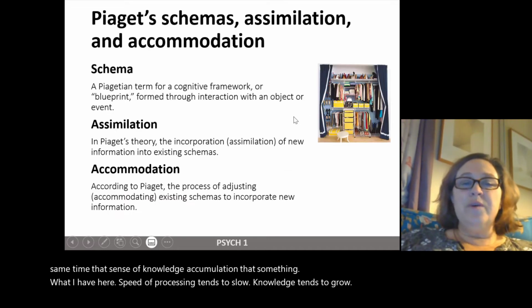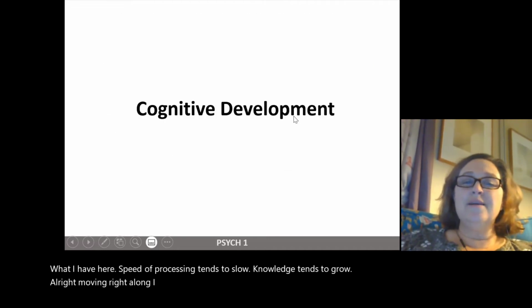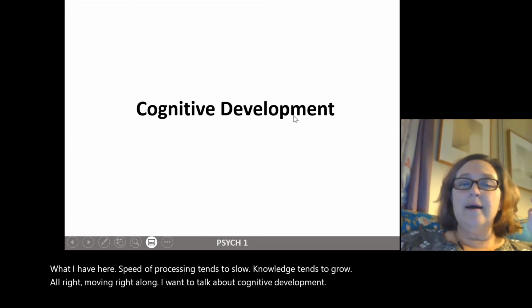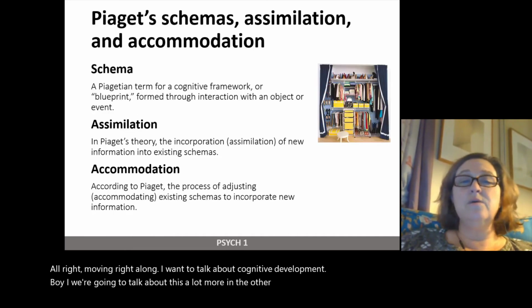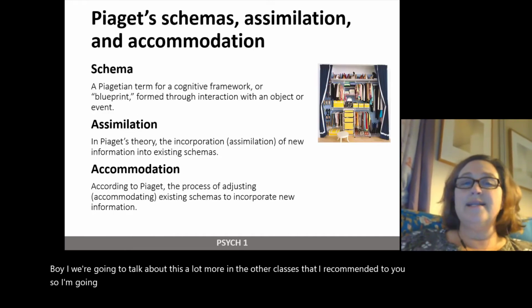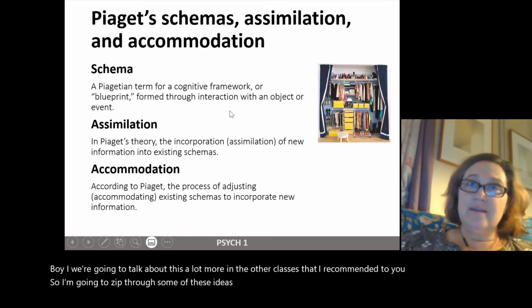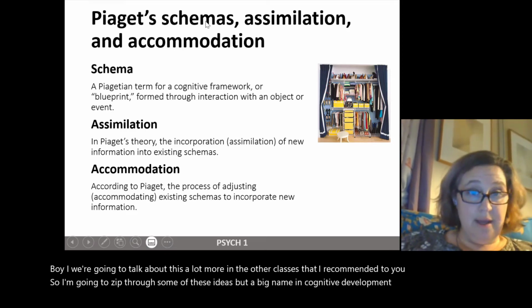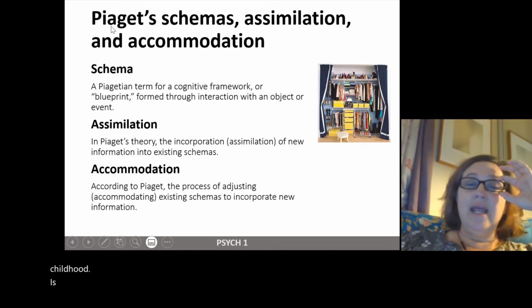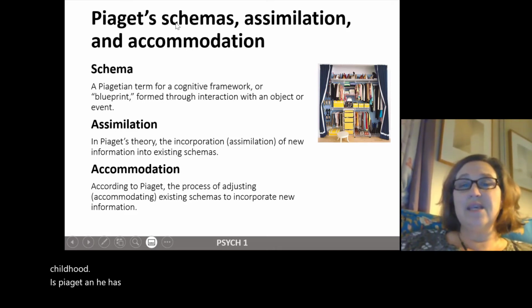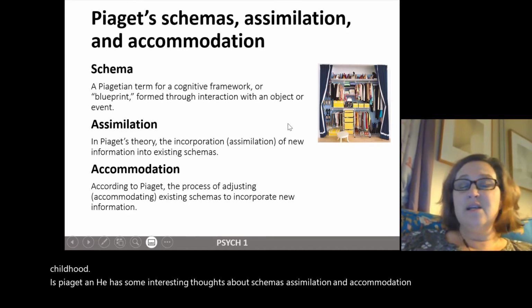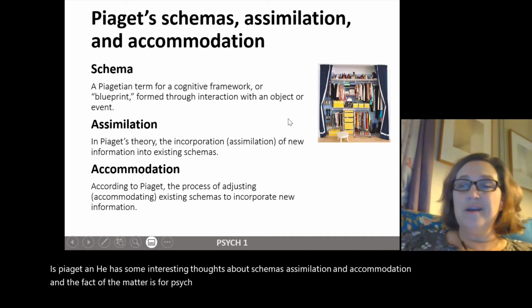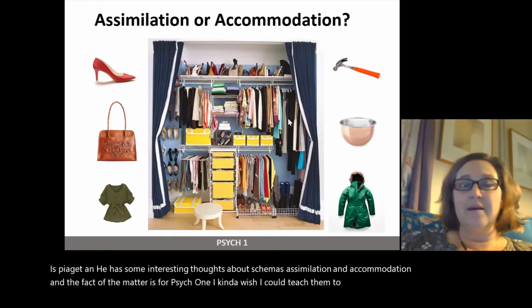All right, moving right along, I want to talk about cognitive development. We're going to talk about this a lot more in the other classes that I recommended to you, so I'm going to zip through some of these ideas. A big name in cognitive development in childhood is Piaget. He has some interesting thoughts about schemas, assimilation, and accommodation. For Psych 1, I kind of wish I could teach them to you, but I'm going to say take another class.